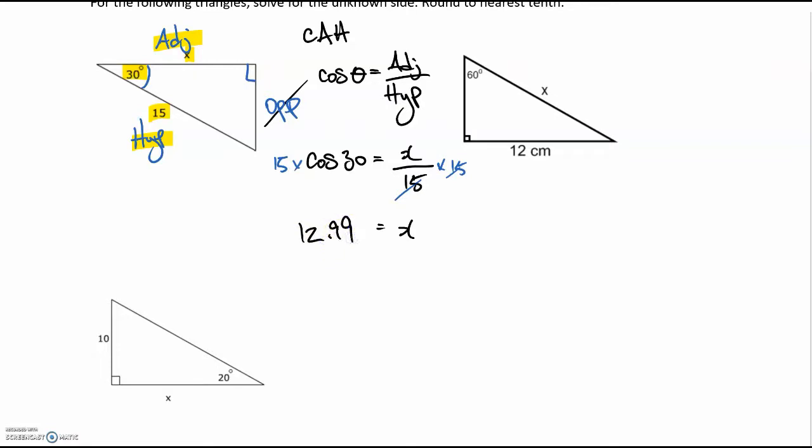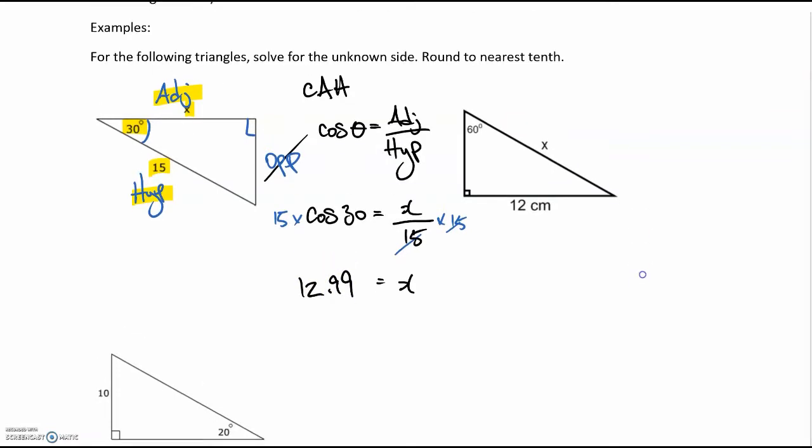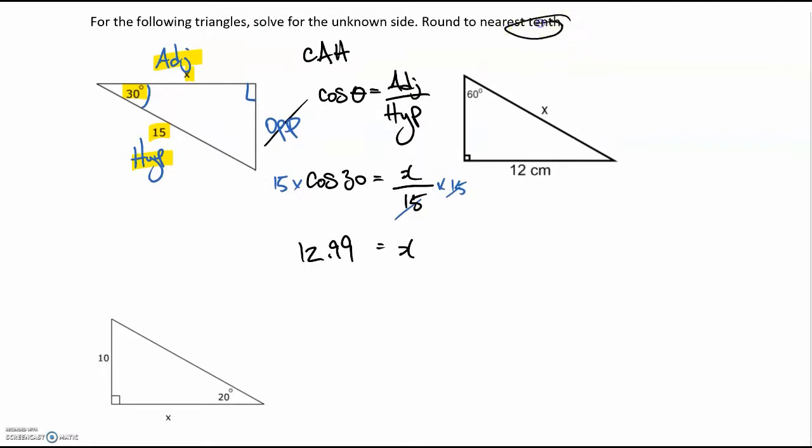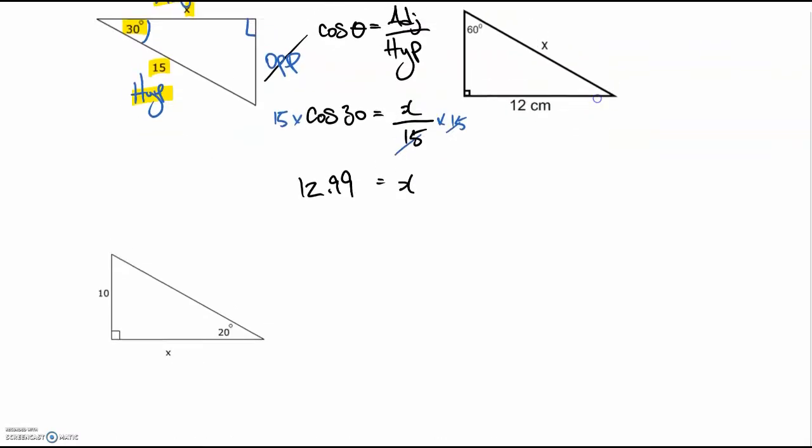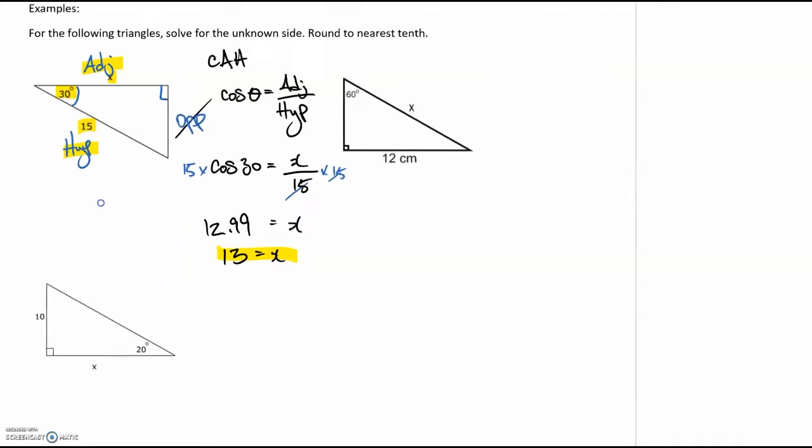12.99. And we're talking about the nearest tenth, so we have to round it to the nearest tenth. So that'll be 13 equals x. Okay, and there's my answer. x is equal to 13. I'd include units, but there are no units. And that's that.